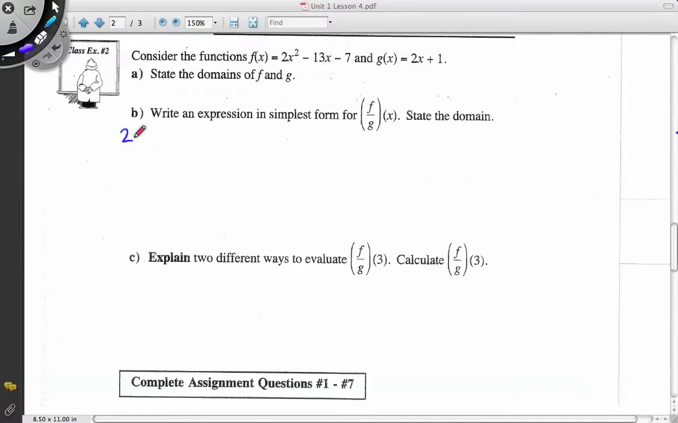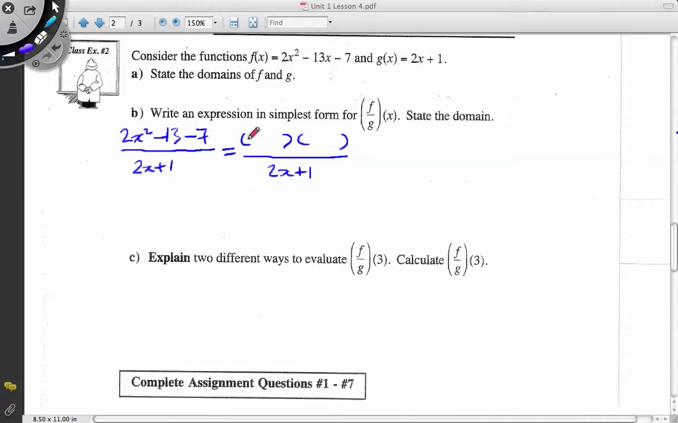We have 2x squared minus 13x minus 7, and it's going to get divided by 2x plus 1. This might be a clue as to what this might factor. We're going to have two brackets on top, and we're going to get the 2x plus 1 below. We can do a guess and check. This is a prime number.